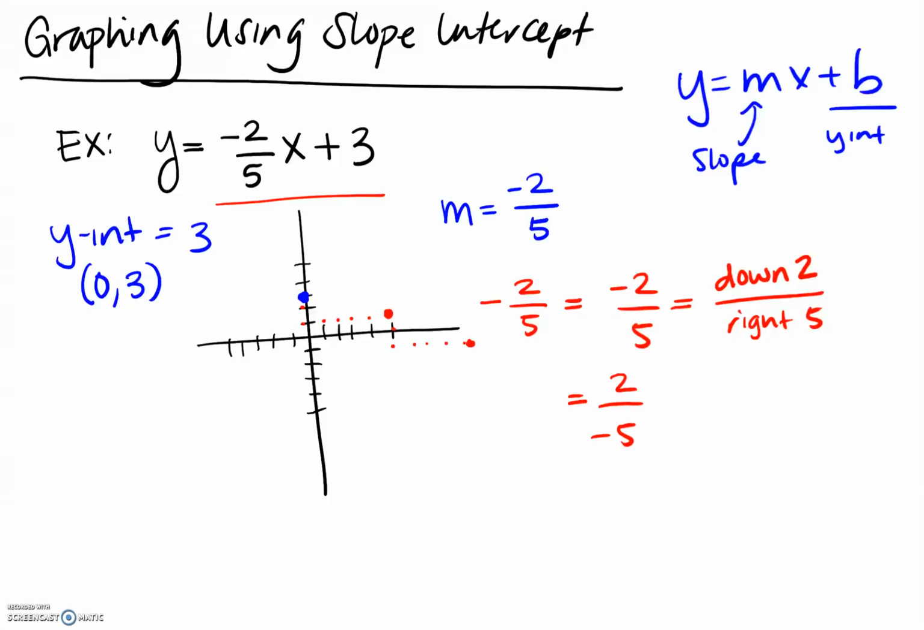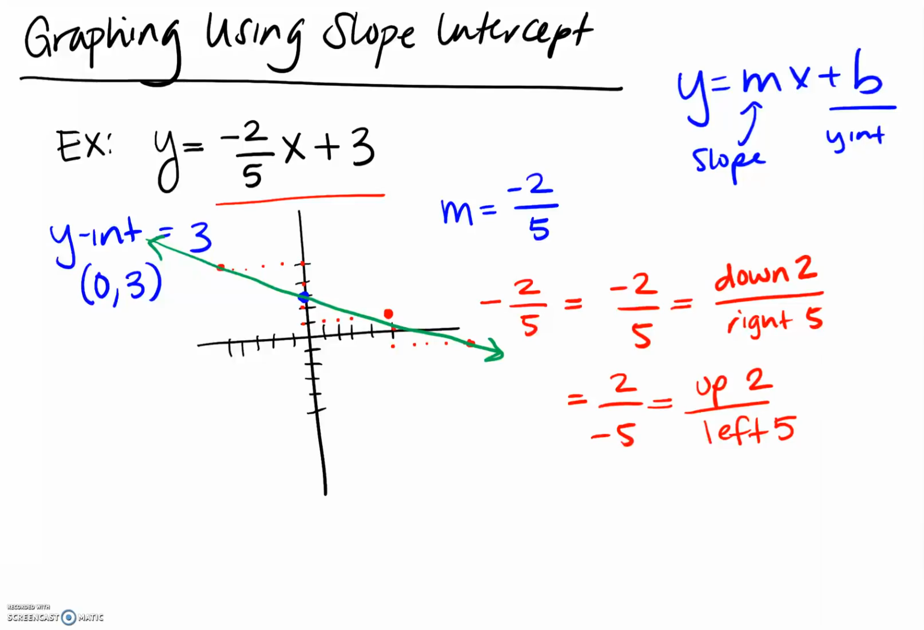We can also go the other way. This negative can go into the denominator. In this case, we would go up 2 and then left, in the negative direction for the x's, 5. So same thing, up 2, 1, 2, 3, 4, 5 in the other direction. And you can see how that point is also falling directly on our line. And then we can just connect those all with a nice straight line, arrows on both sides to say this keeps going forever and ever, and all the points in between those points exist as well. So that's graphing using the slope-intercept.